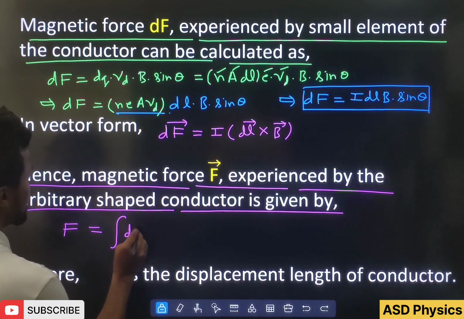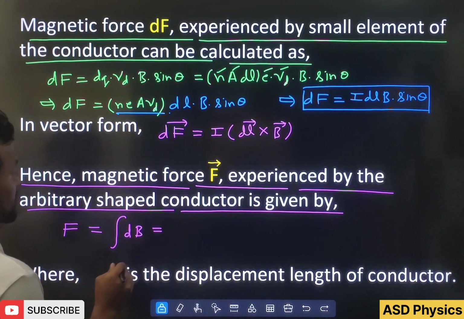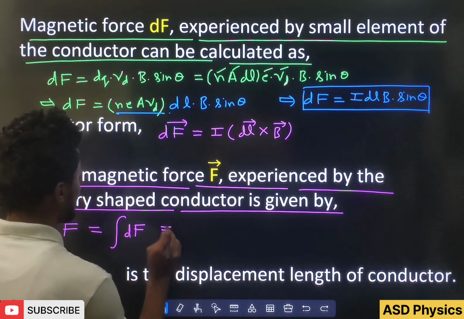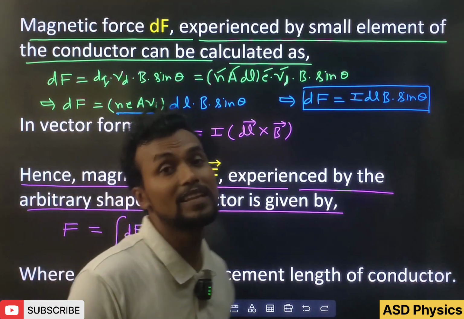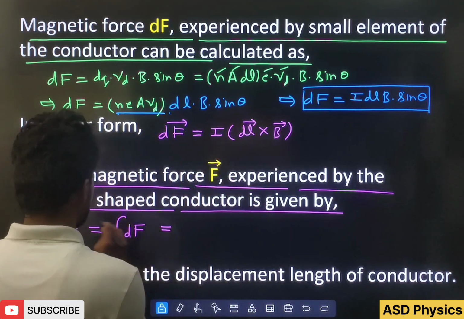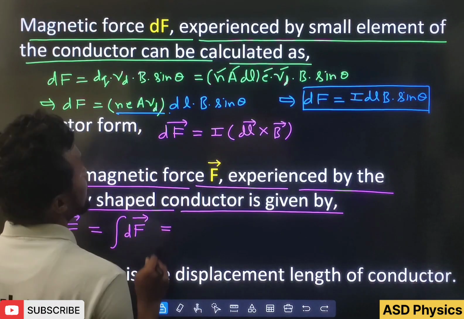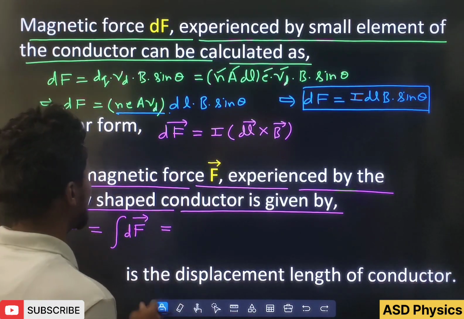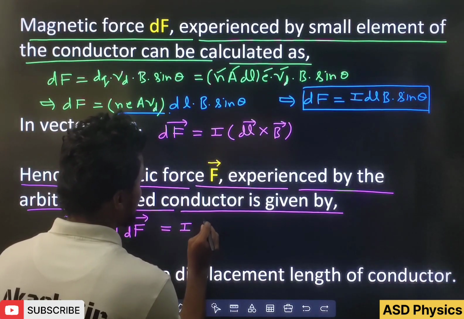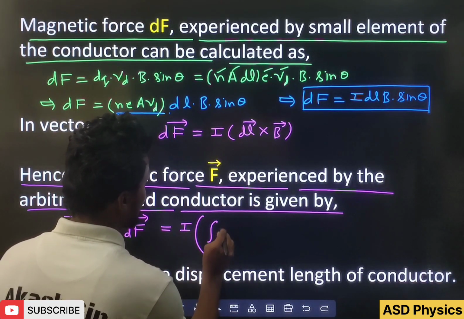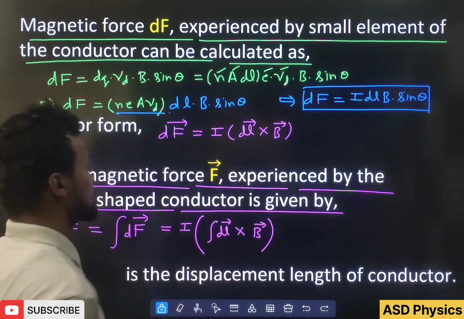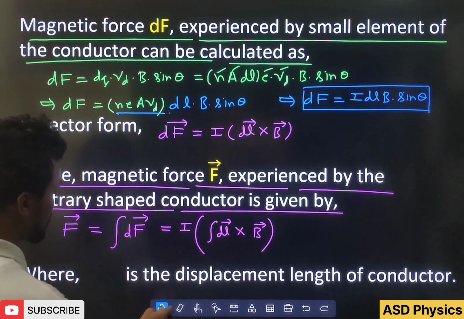We have to integrate it. Integration of the dF. Each and every element will experience a force, and we have to add all of them. So I am writing it here in vector form. When I write the value of this, I will write I, and this will become the integration of dl cross B. See here, please, integration of dl cross B.